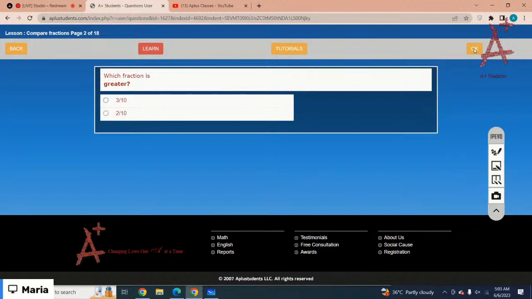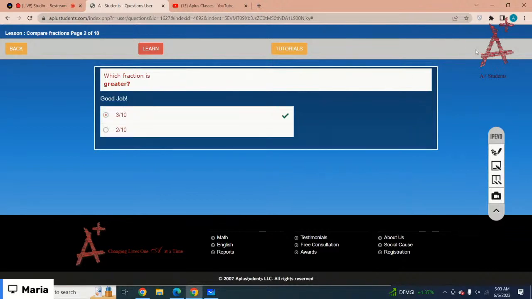Okay, which fraction is greater? 3 out of 10 or 2 out of 10? They both have the same denominators. Just look at the numerators. The one with the greater numerator is the greater fraction. Got it? So which fraction is greater? 3 by 10 is greater. You have to look for the greater fraction. 3 out of 10 is greater, 2 out of 10 is less.